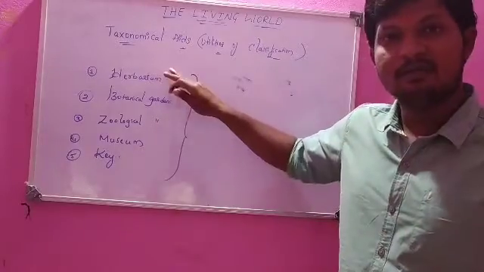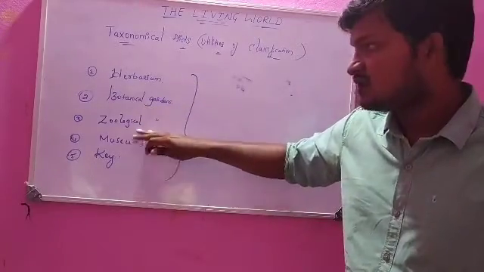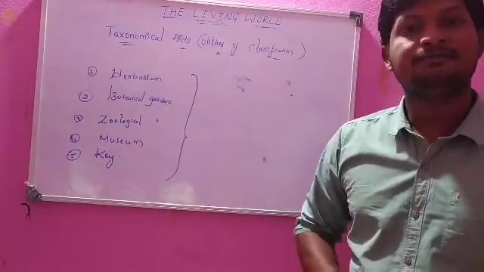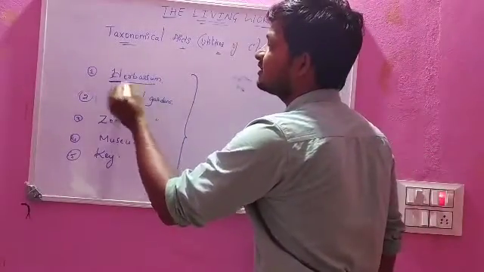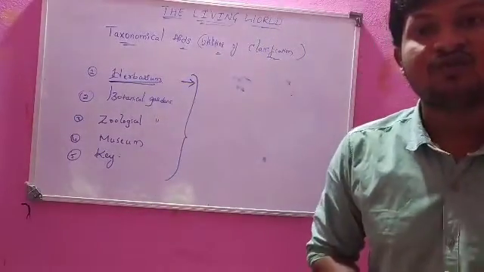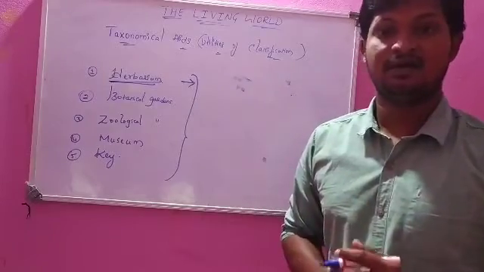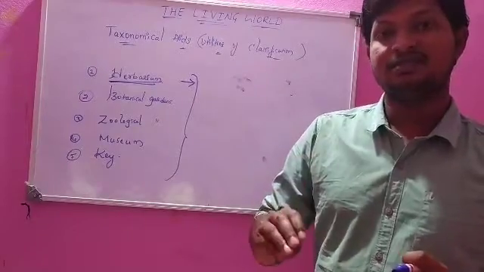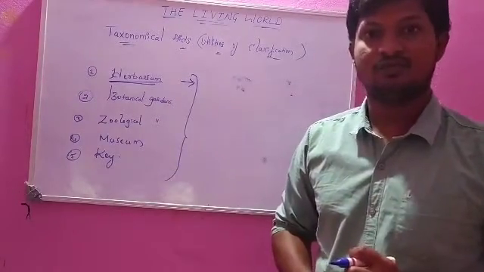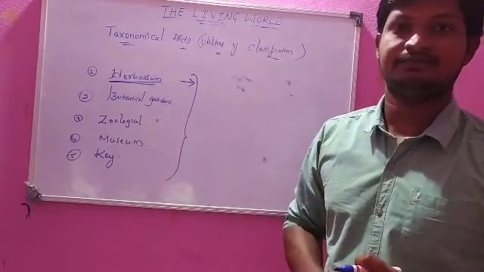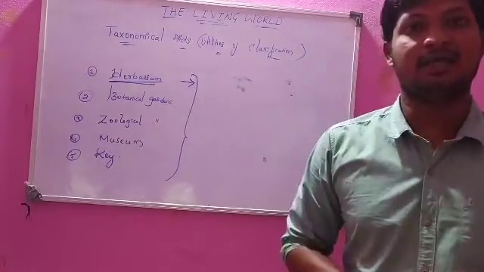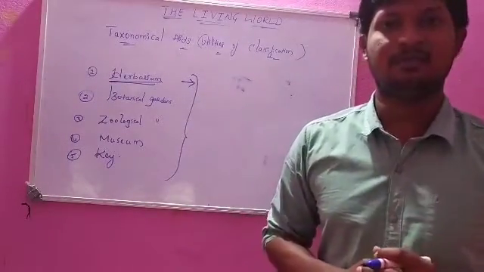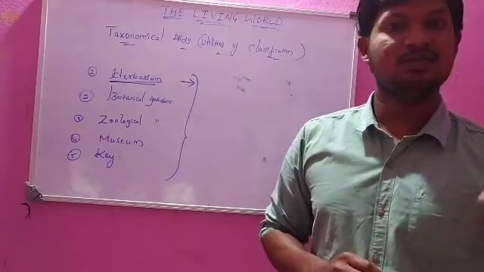The first one is herbarium, then botanical gardens, zoological gardens, museums and key. What is meant by herbarium? Herbarium is a storehouse for plant species that are collected, pressed, stored and classified. That is called a herbarium. It is a storehouse for plant specimens, where plant specimens are stored.